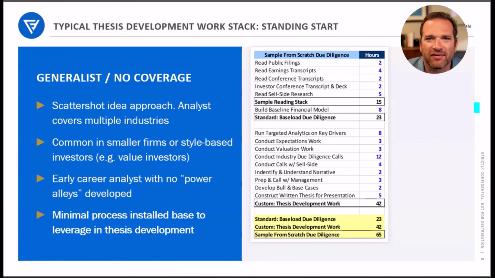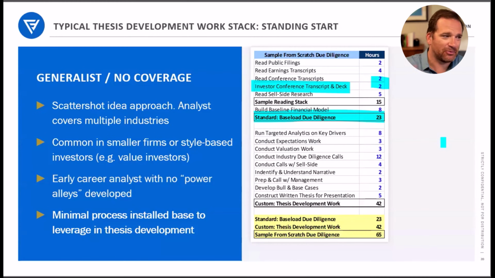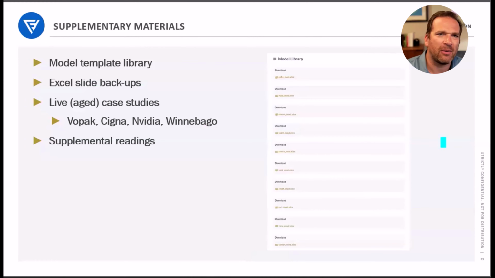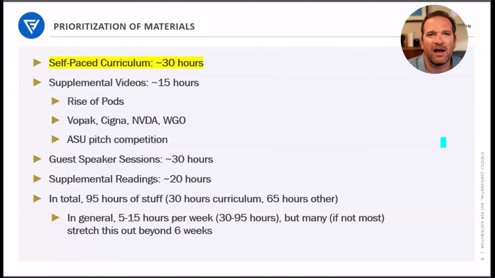These can be simple things like noting, hey, if you're doing an up to speed reading stack, go check out the investor conference transcripts and decks. That's an important part of your initial reading stack and the standard baseline due diligence approach. So we give frameworks to encourage our analysts to understand, if they're asked to go spend 3 weeks to get smart on a name, how they could do that. We'll supplement that with supplementary materials, model template library, downloadable models, case studies, a lot of things that I had and used as a public equity investor.